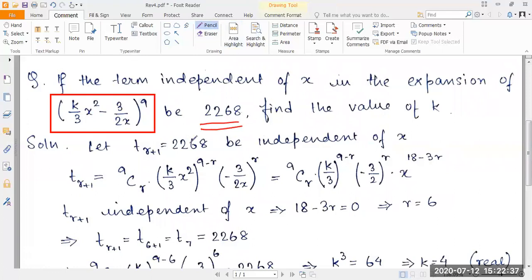So we'll go step by step. We'll first find out the term which is independent of x. So let's say we have an (r plus 1)th term which is independent of x. This is an assumption that we make.